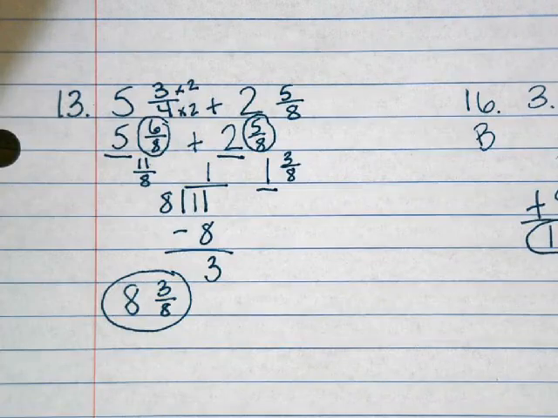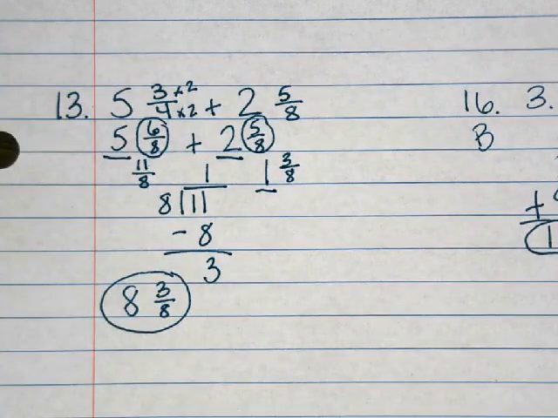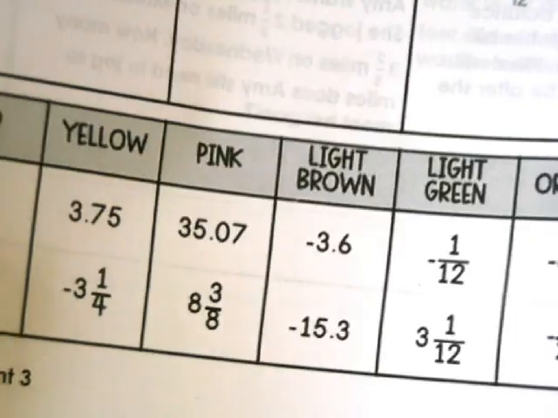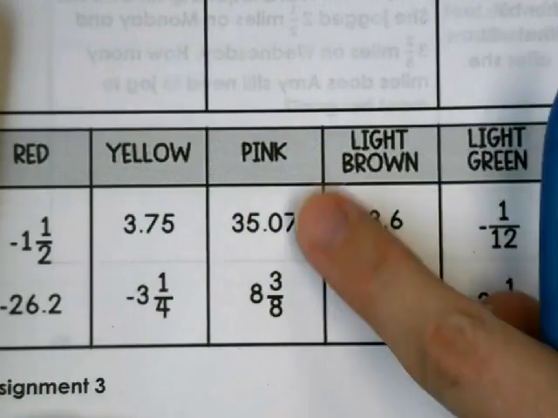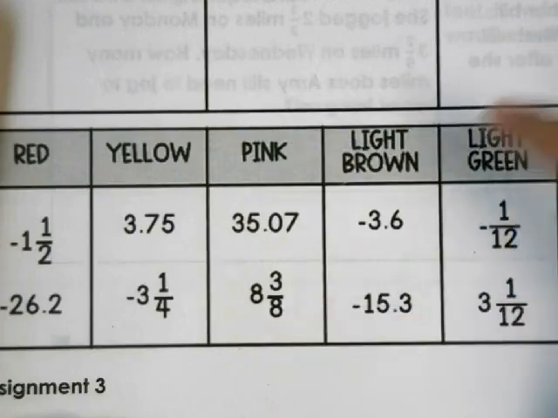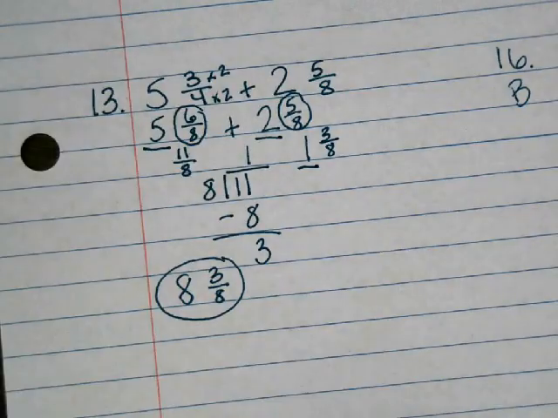So when I look back at my paper on the bottom, I see that pink is my 8 and 3/8. So all of my 13s are going to be pink.